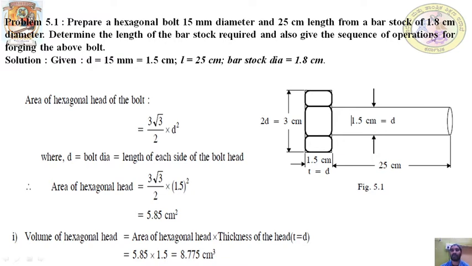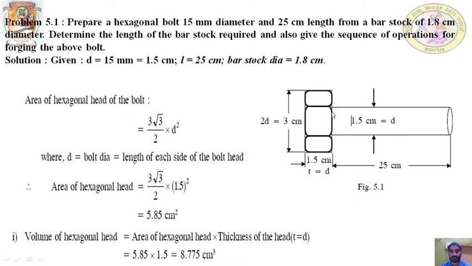So we can calculate the area of the bar stock by this formula: area equals pi d square by 4, into L. The length you need to find out by means of the volume. Let me discuss step by step, as initially you may get confused. First you need to calculate the volume of the two geometries here.